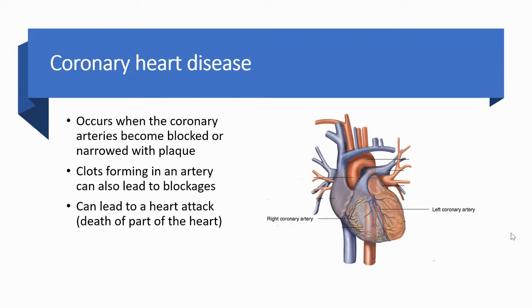So coronary heart disease is when the coronary arteries become blocked or narrowed with plaque. Clots forming in an artery can also lead to blockage, meaning blood flow cannot go through. This is what can lead to a heart attack. Coronary arteries are the blood vessels that provide oxygen and blood to the heart. So it's what feeds the heart essentially.